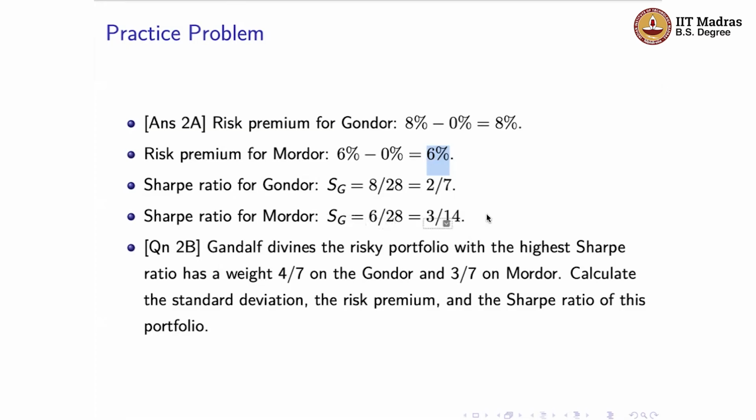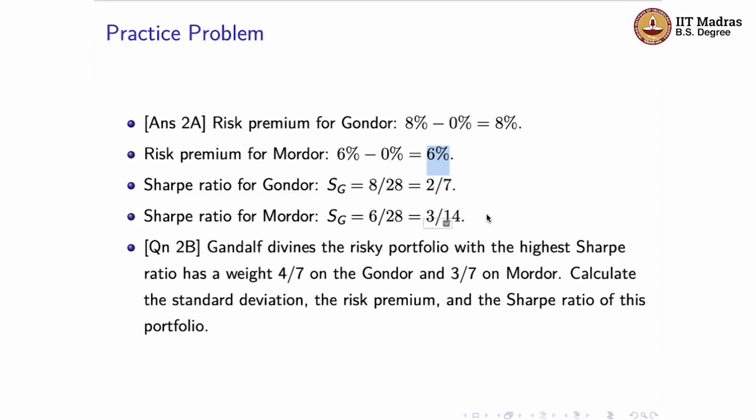Okay. Now, Gandalf somehow figures out, without doing any calculation, that the risky portfolio with the highest Sharpe ratio has a weight of 4 by 7 on Gondor and 3 by 7 on Mordor. Remember, these are the two risky assets. Gandalf figures out that these are the optimal weights in the risky portfolio, right?